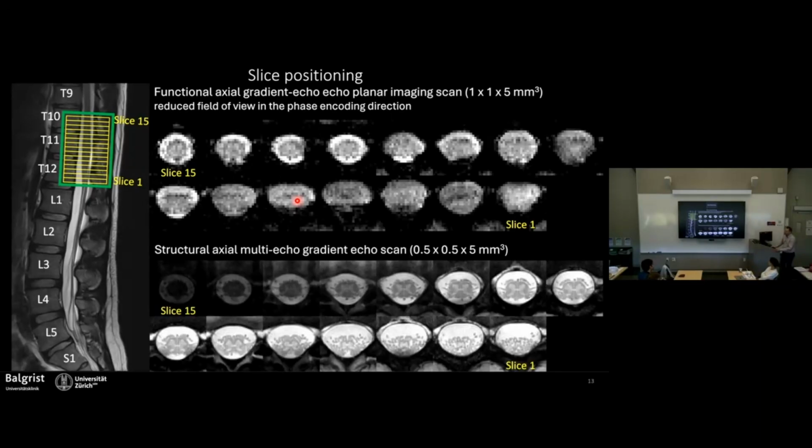I also recommend acquiring structural images, which are used for segmentation, landmark identification, and normalization. For that purpose, we use a multi-echo gradient echo scan, but you can also use, for example, a high-resolution T2 scan.